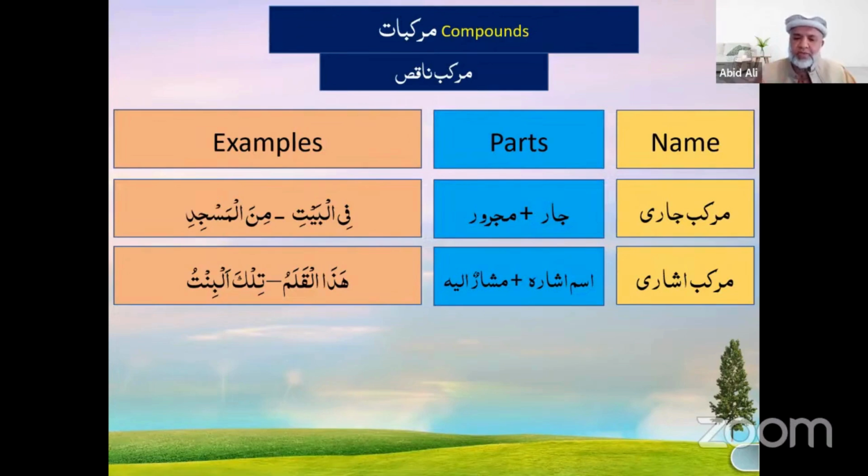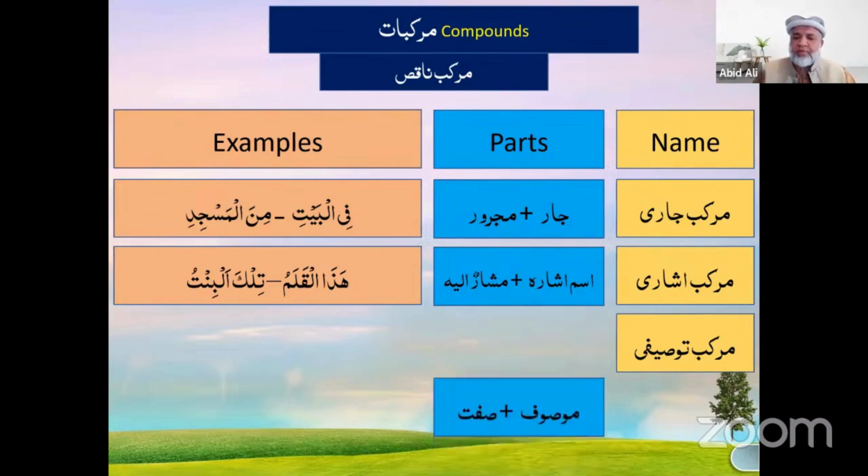To do the murakkab ishari, it's a combination of ismu ishara, which is haza or zalika, and what is pointed to. There are 2 kinds of ishara, one for the near and one for the far. Haza is the near one, so I'm saying this pen. If I say that pen, I say zalikal kalamu. This is not required for this course at the moment, but you need to know them, so I'm just refreshing your memory a little.